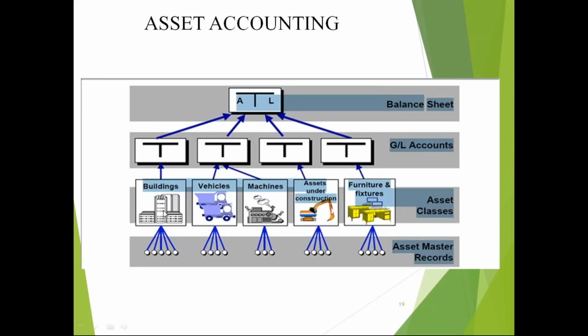These individual assets will be linked to the asset class. That means all the buildings will be linked to asset class buildings. All the vehicles will be linked to the asset class vehicles. All the machinery to machines. Now this asset class in turn will be linked to the GL account. The transaction flow will always be from the asset master. If there is any activity taking place in building 1, you post it to building 1 account. From there, via the asset class, it goes to the GL account, further gets transferred to the balance sheet.